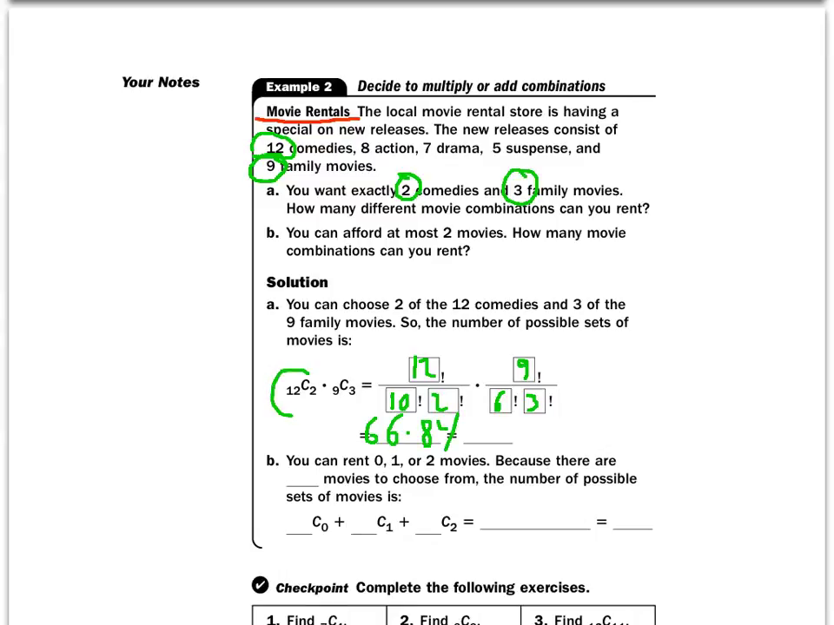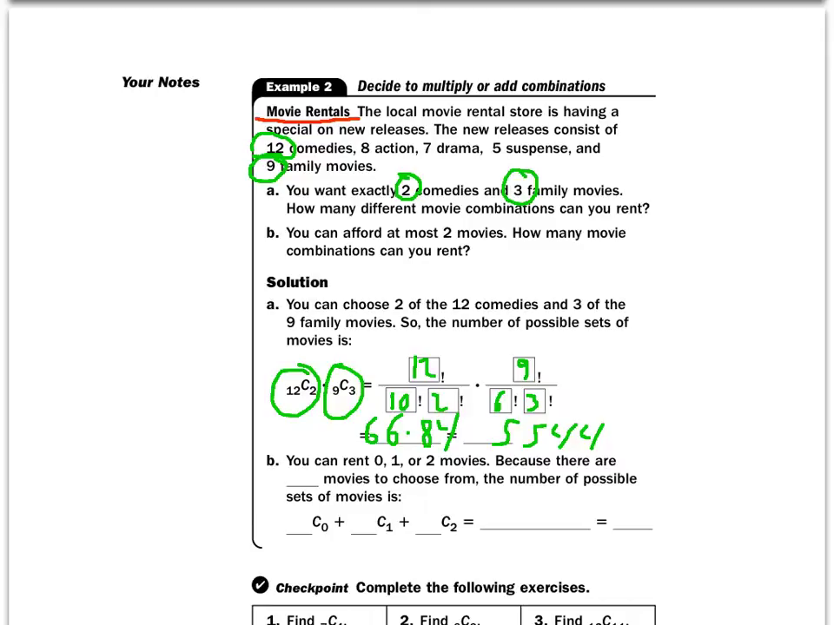And again, your calculator does this. Just type that in your calculator. 66 times 84 is 5544. Now again, this is like we talked about, the multiplication counting principle on the last section that we did, is very similar to that, because when we did that, we talked about multiplying: I have this set of choices for shirts and this set of choices for pants, and then we multiplied those 2 things together. So same thing here. I got the family movies and the comedies.